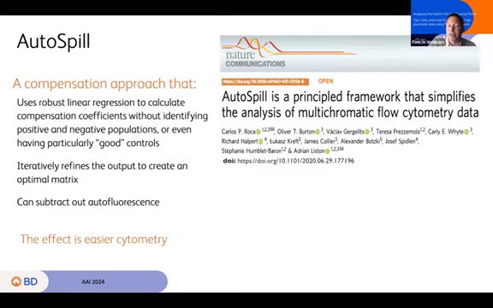Okay, and I should have mentioned, sorry, that autospill was done largely by Carlos Roca and Oliver Burton, et cetera, out of Adrian Liston's lab, with some collaboration from the FlowJo team, particularly in producing the auto spread, the auto spill equivalent of an SSM.